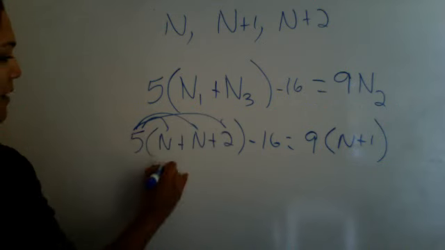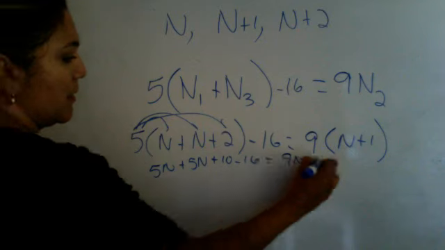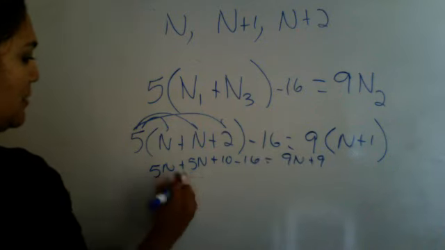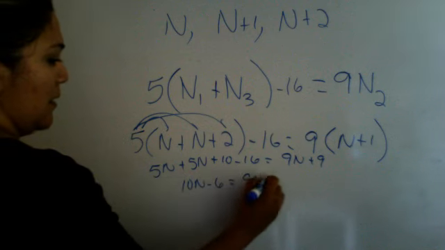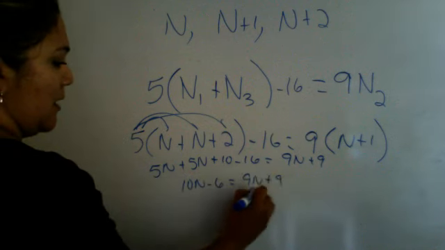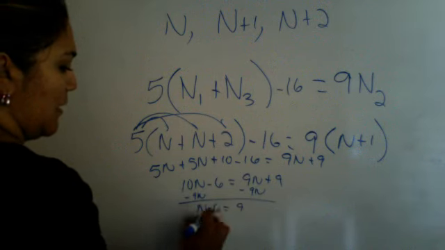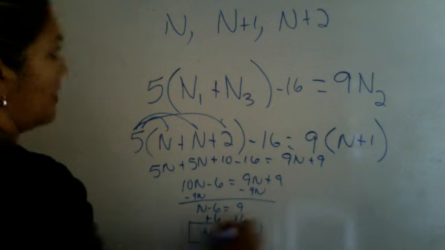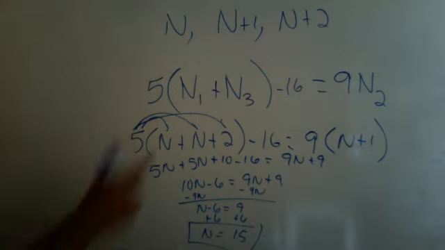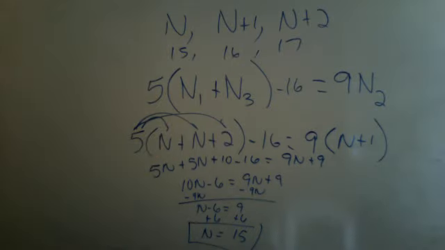5n plus 5n plus 10 minus 16 equals 9n plus 9. Combine like terms, so I have 10n minus 6 equals 9n plus 9. I'm going to subtract 9n from both sides, and I'm going to get n minus 6 equals 9, plus 6, plus 6, n equals 15. So n is 15. So my 3 consecutive, now I can go back and go 15, 16, 17. Yes?